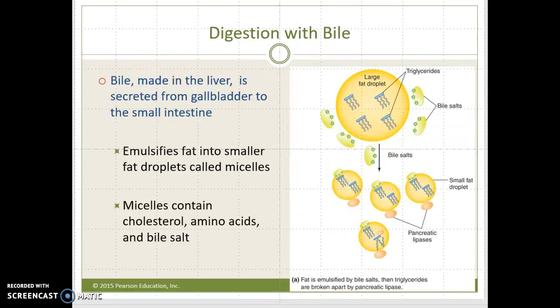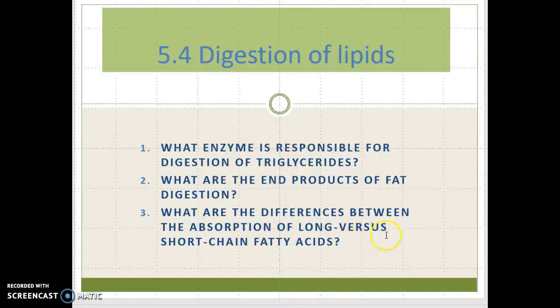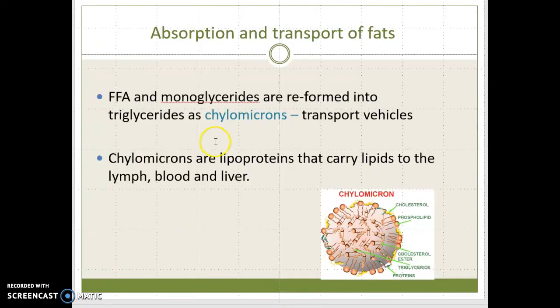And then another question was, what are the differences between the absorption of long versus short chain fatty acids? We haven't mentioned this too much, but we talked about how a fatty acid is a hydrocarbon, a long chain of carbons, but the chains vary. In the same way that you could have double or single bonds, you could have more than one double and more than one single bond. You can also have different lengths of chains. So the short chain fatty acids, long chain fatty acids. So absorption is different depending what kind of fatty acid.